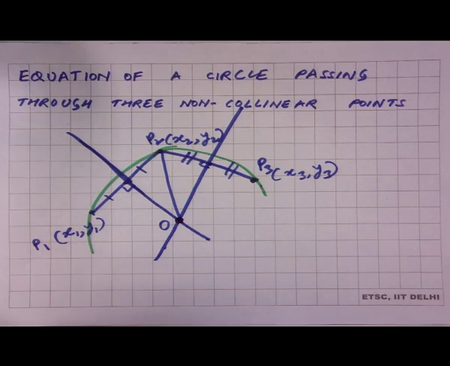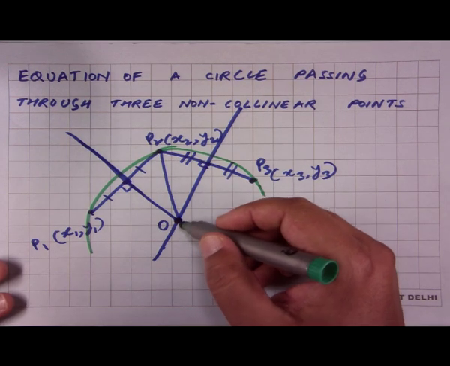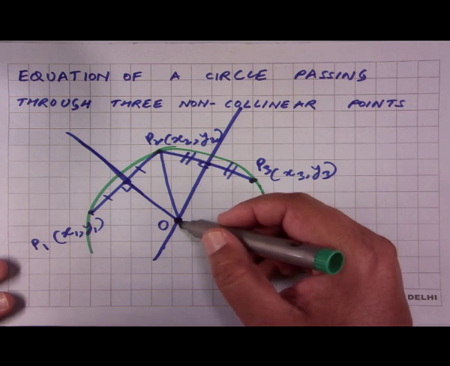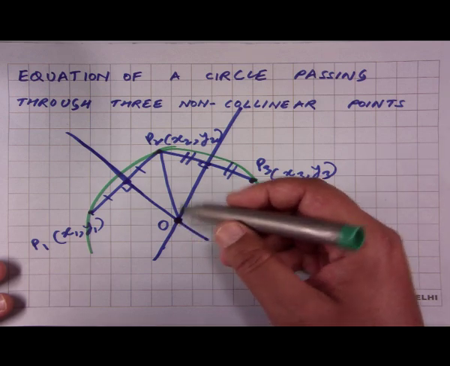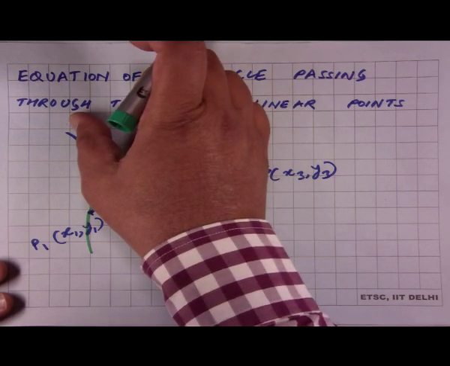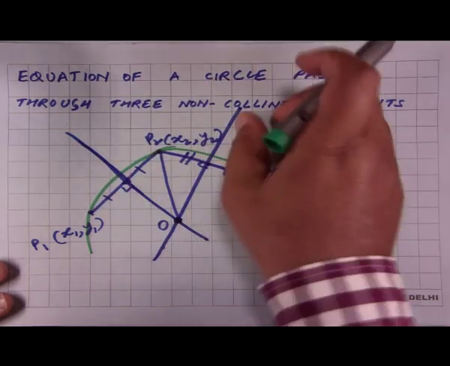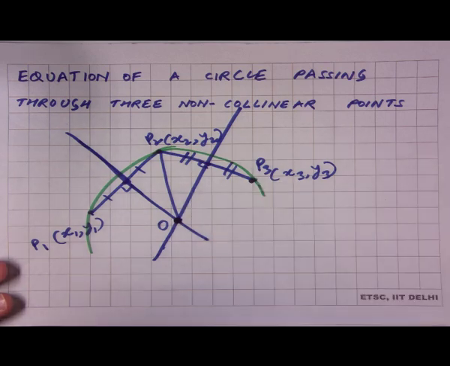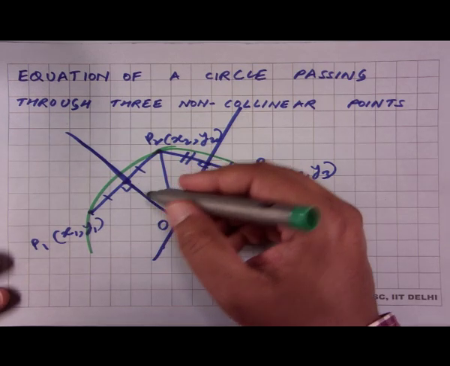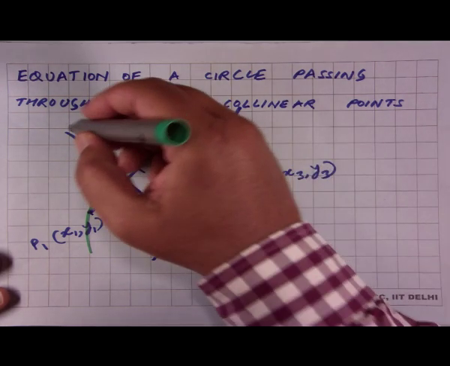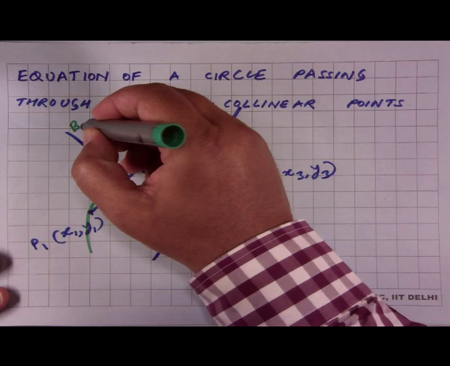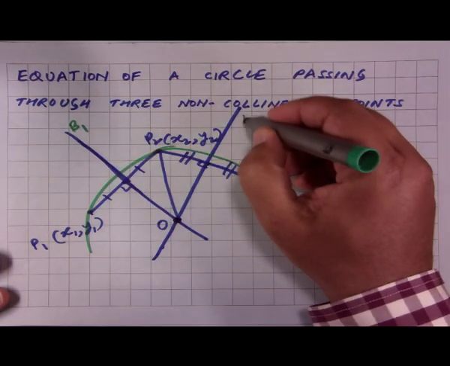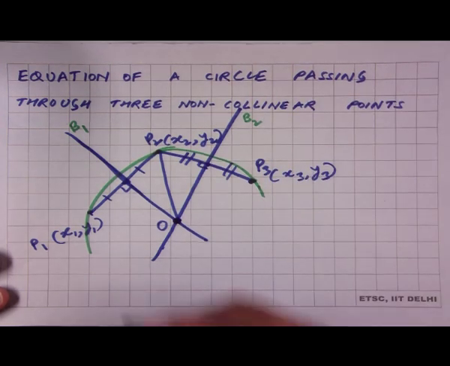So, let us do that in a little bit of detail now. To get the coordinates of the center here, one way is to write down the equation of these two perpendicular bisectors and then solve for the point of intersection. So, starting with the bisectors, let this be bisector B1, this is bisector B2.